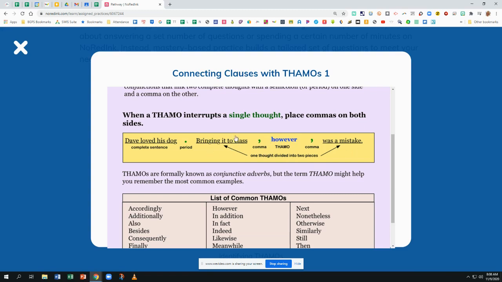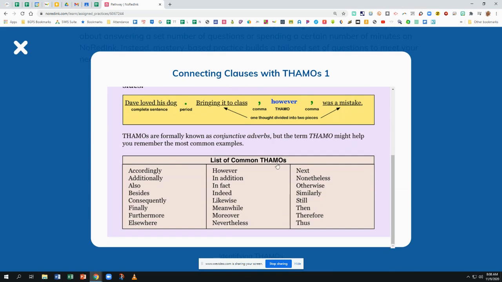Bringing it to class is not a complete thought. Was a mistake is not a complete thought. You need both pieces of that to make a complete thought. Bringing it to class was a mistake. Okay, so in this case, you're not using a semicolon. You're only using commas to divide out that conjunctive adverb. Okay, all right, so here's a list of the most common conjunctive adverbs. I'm not going to read these off to you because you can read them for yourself by going to the lesson. So if you're not sure and you need to go back to the lesson to double check, is this a conjunctive adverb? Here are the most common.